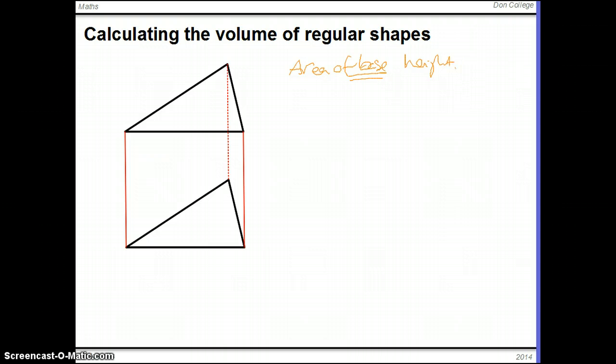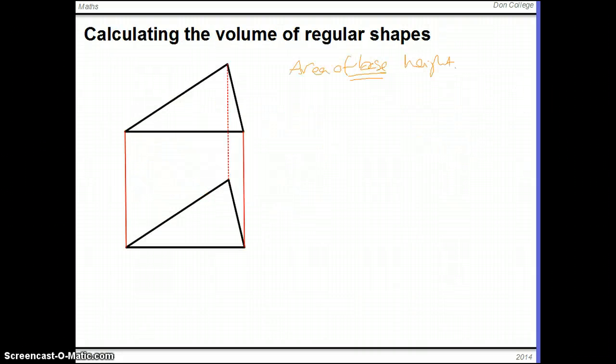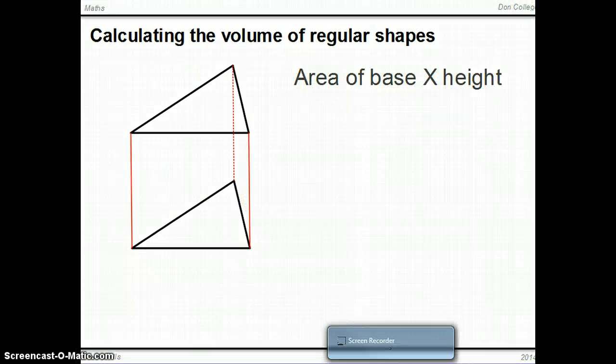If we just have a quick look back at what we did before, we had the area of the base, which we then multiplied by the height, and that told us how many cubic units would fit inside that space. So we need to do the same here.